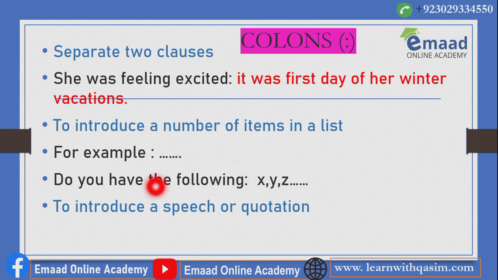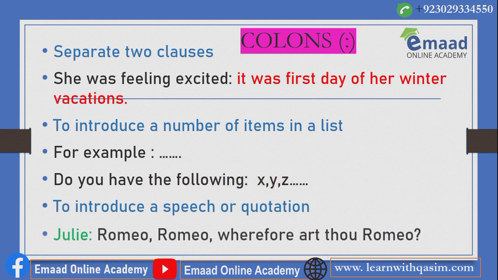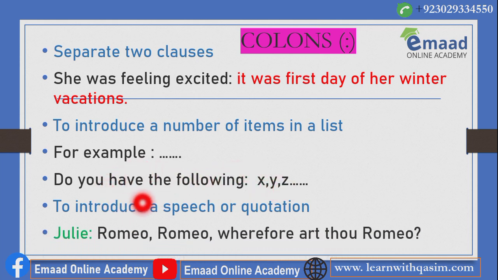To introduce a speech or quotation, we also use a colon, like with Juliet. Here are the dialogues of Romeo and Juliet. So Juliet says: Romeo, Romeo, wherefore art thou Romeo? So here is again a colon to show the speech, the dialogue of Juliet.